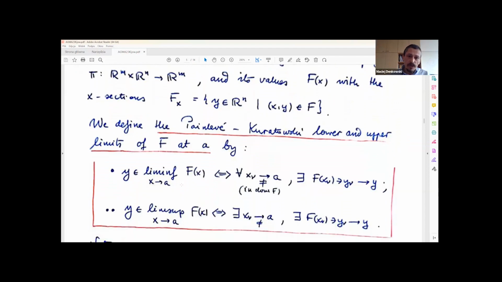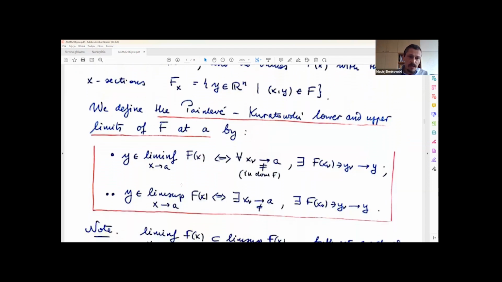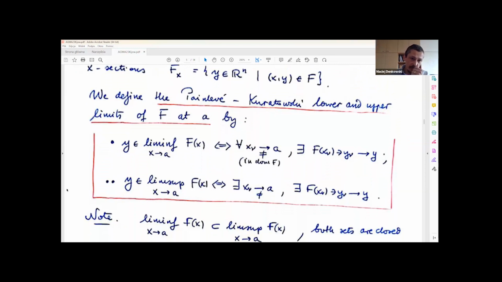So the Painlevé-Kuratowski lower and upper limits are defined at some point a. a, of course, should be an accumulation point of the domain in order to give some nice notion, right, of lower and upper limits. So these are defined, as you can see here, in the following way. These are sets.